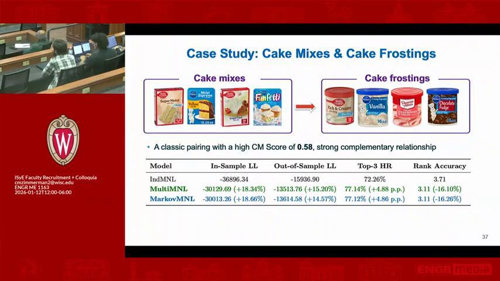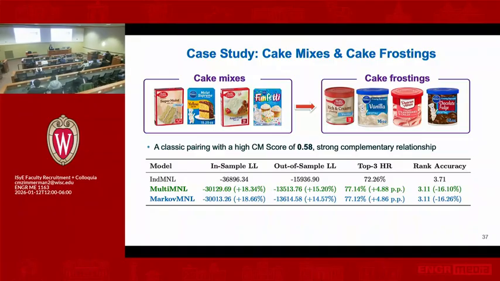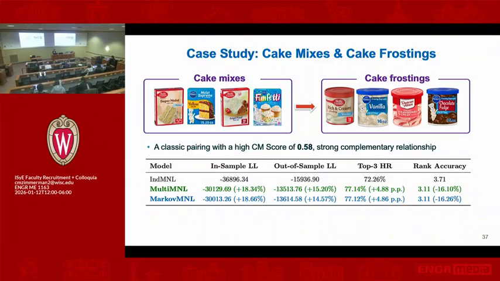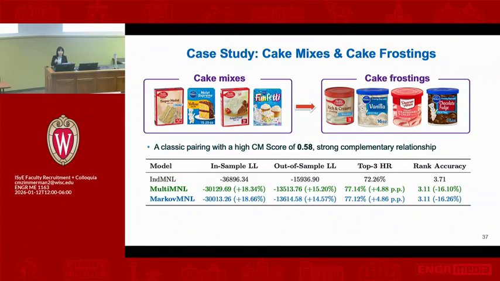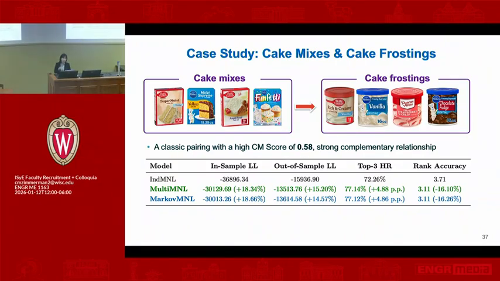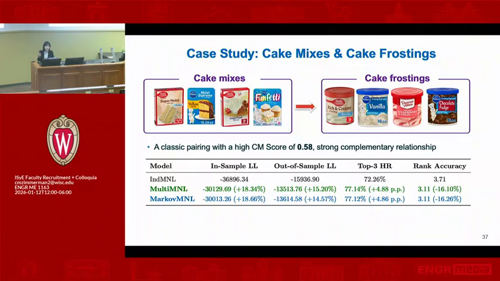You may also observe that our model, Markov ML, and the multi-ML have similar performance. I want to clarify again that our model has a clear advantage of tractability for assortment optimization, while assortment optimization is intractable for the multi-ML model.